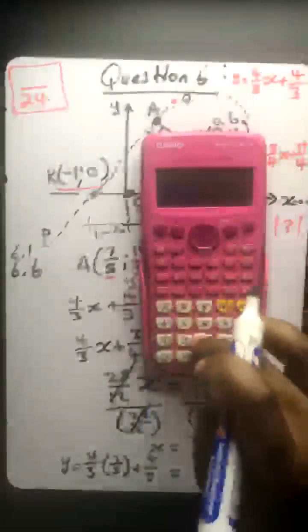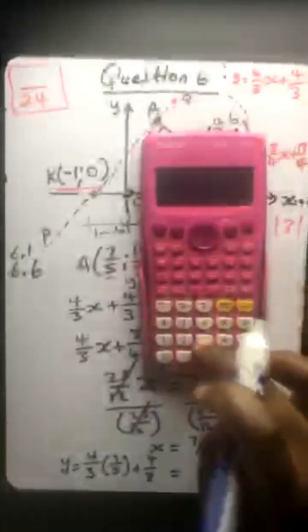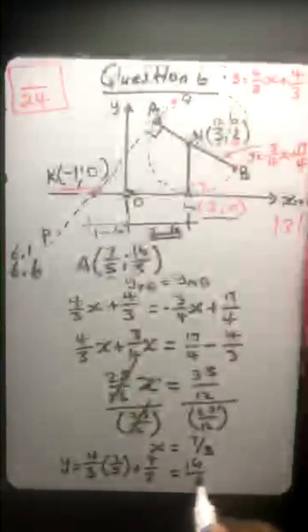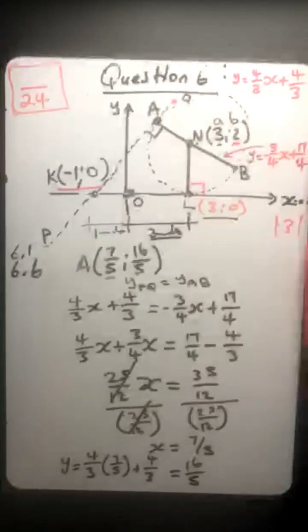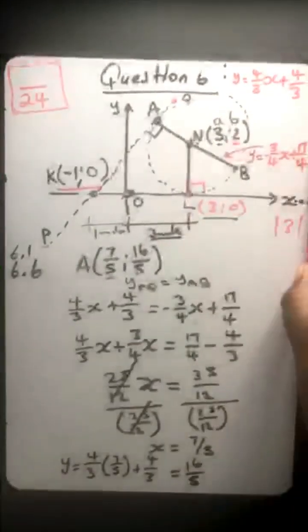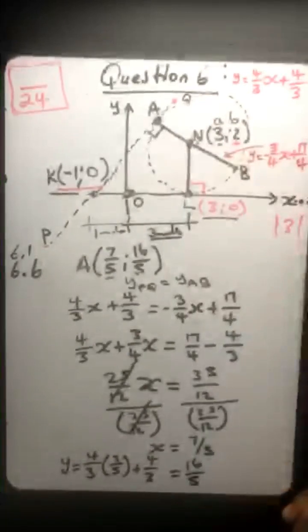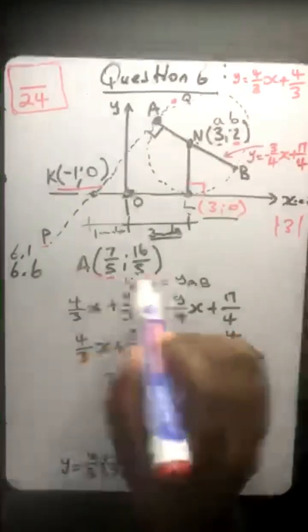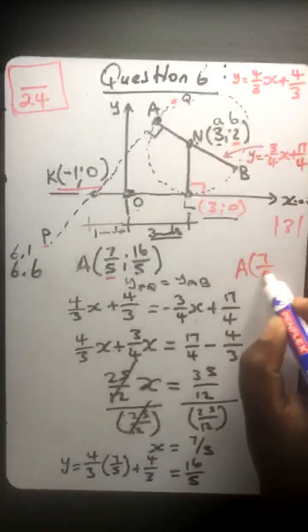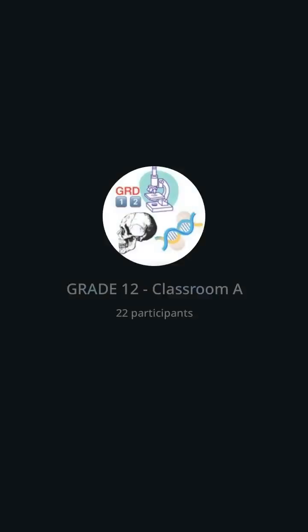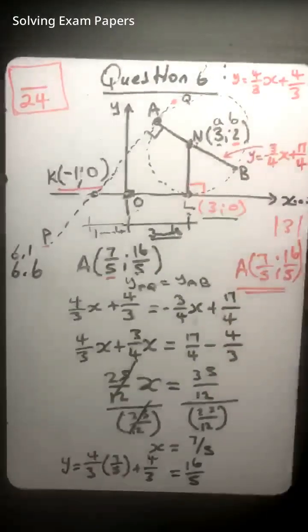4 over 3 times 7 over 5, close, plus 4 over 3. 16 over 5. Yes, can you see? 16 over 5. I'm not forcing things. And I'm telling you, the old Muleboche was just going to say how. If they say we must show that the coordinates of A are that, they already gave us. The old Muleboche was going to say, you gave us already. So I'm showing you. Examiner, can you see?